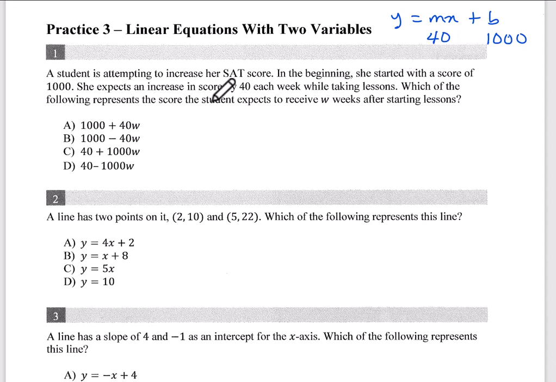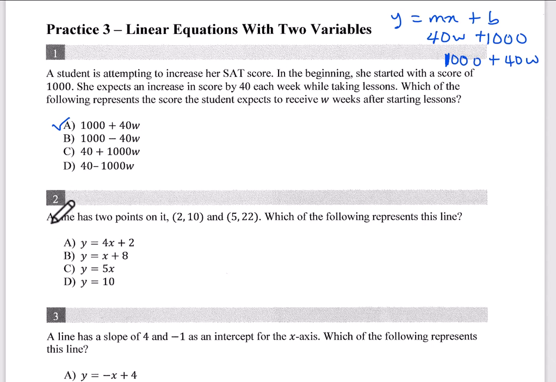Which of the following represents the score the student expects to receive W weeks after? So W weeks is the independent variable. So okay, this is what we have. You can actually say this is just 1000 plus 40W, same thing. Now which of them makes sense with this? That's A. 1000 plus 40W, not negative, there's no minus. Now let's just continue.